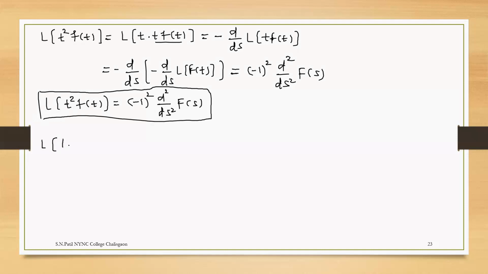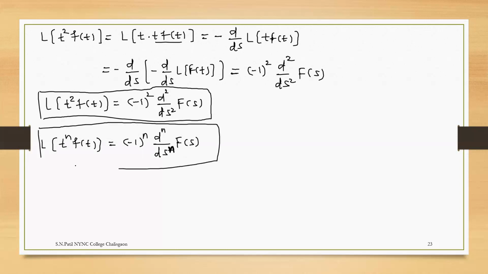Laplace transform of t raised to n into f of t is equal to minus 1 raised to n, nth derivative with respect to s of F of s. So this is the Laplace transform property of multiplication by t raised to n.